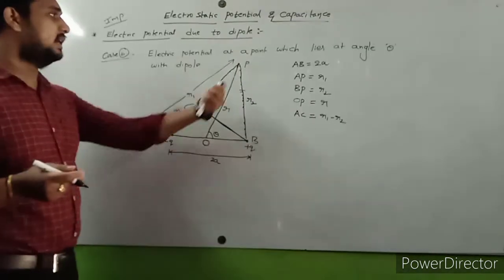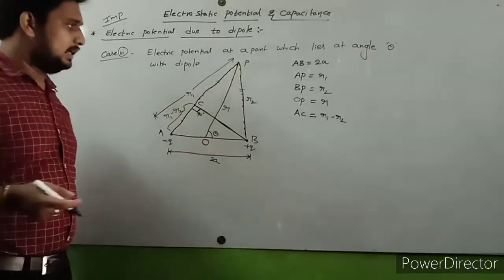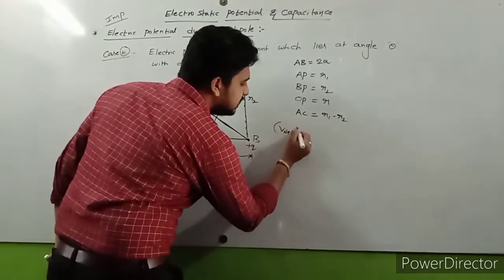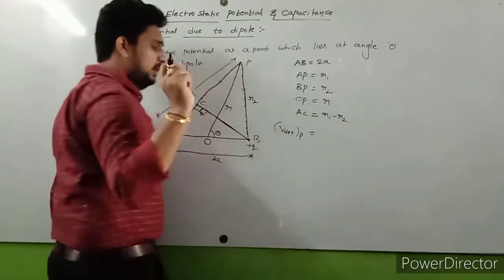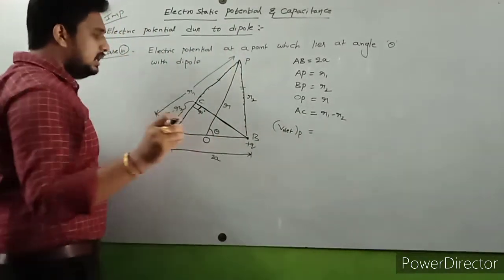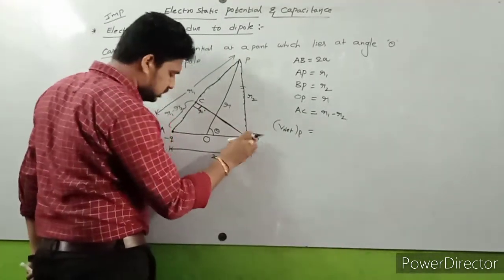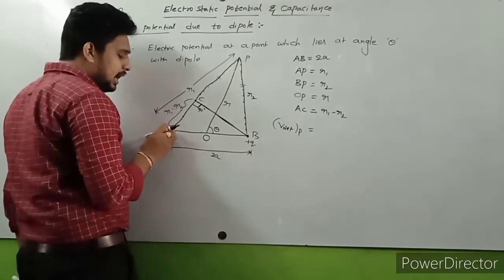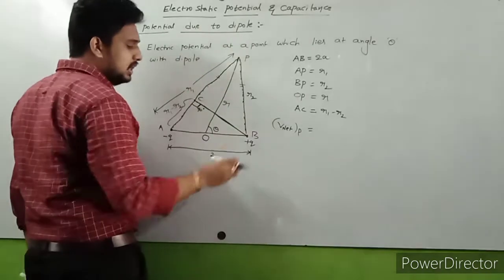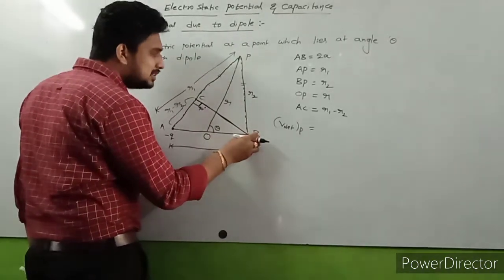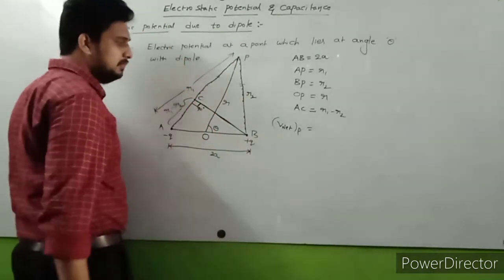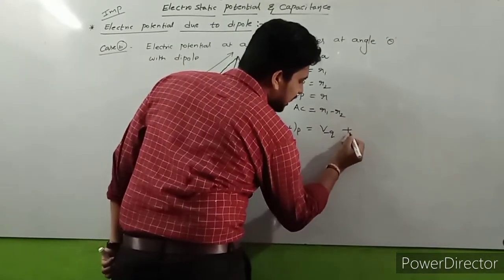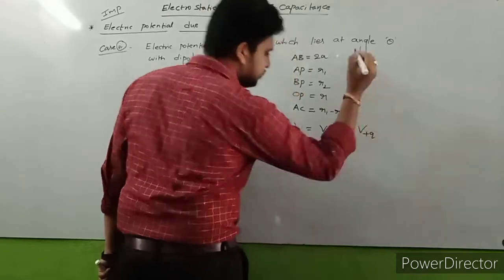So we need to find the net potential at point P. Observe carefully. Two charges are there, plus Q and minus Q. The minus Q charge produces some potential at point P, and the plus Q charge also produces some potential at P. So we need to find the potential due to the minus Q charge and the potential due to the plus Q charge.